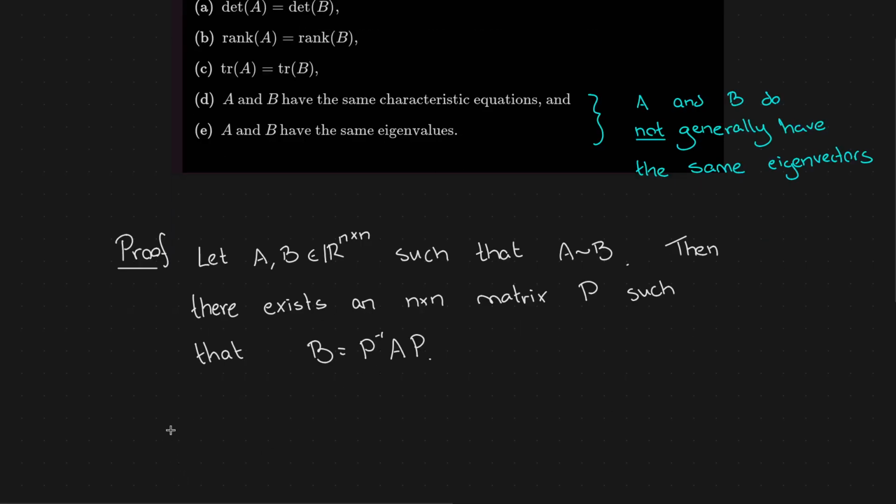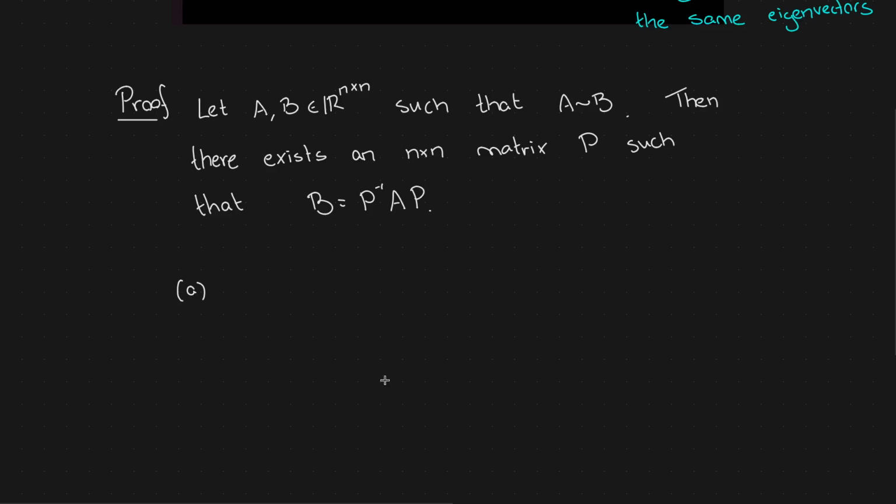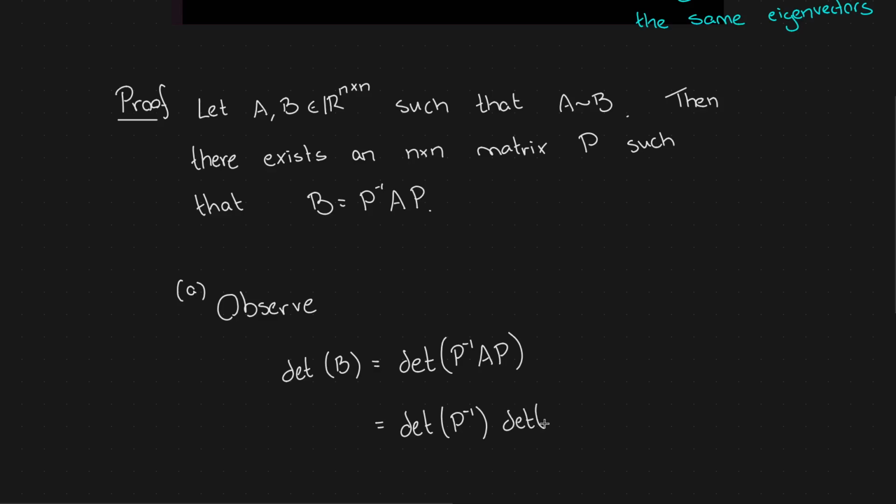So let's start with A. We want to show that the determinants are equal. Well, this is real straightforward because we know we can split the determinant up over products. Observe the determinant of B is equal to the determinant of P inverse AP. And because we can split the determinant up over products, that's the determinant of P inverse times the determinant of A times the determinant of P.